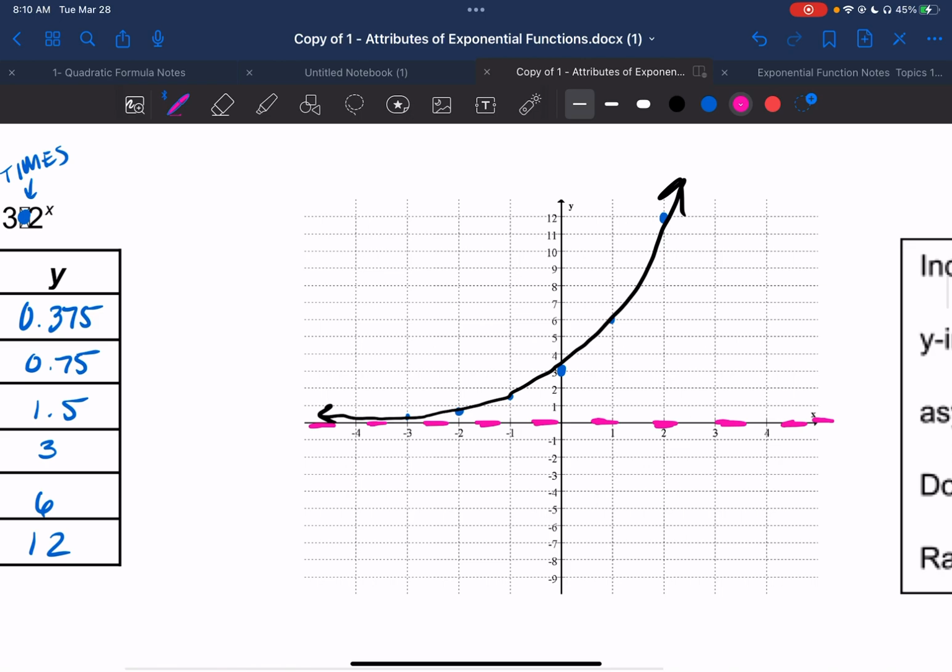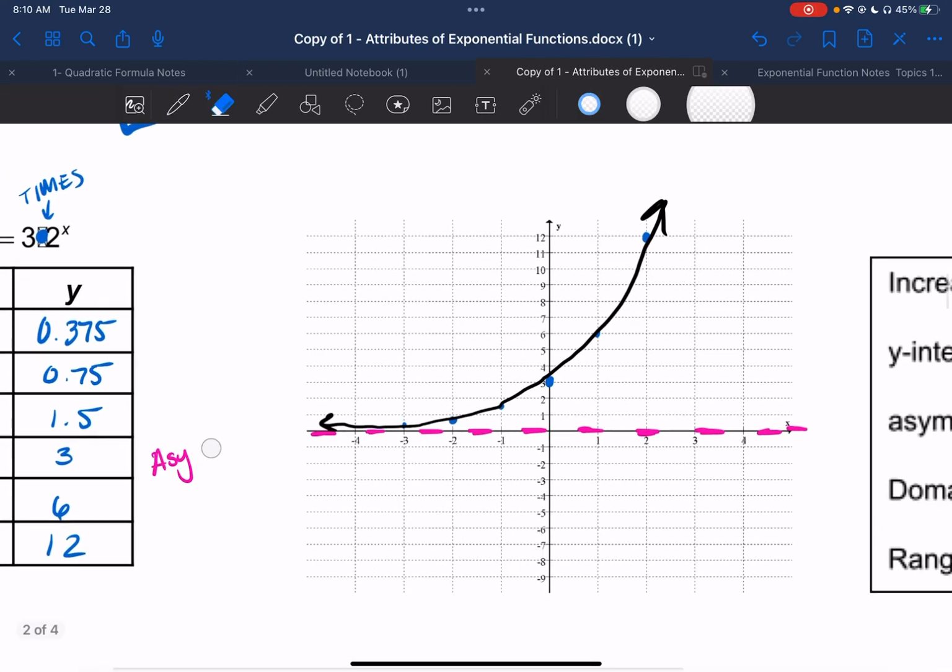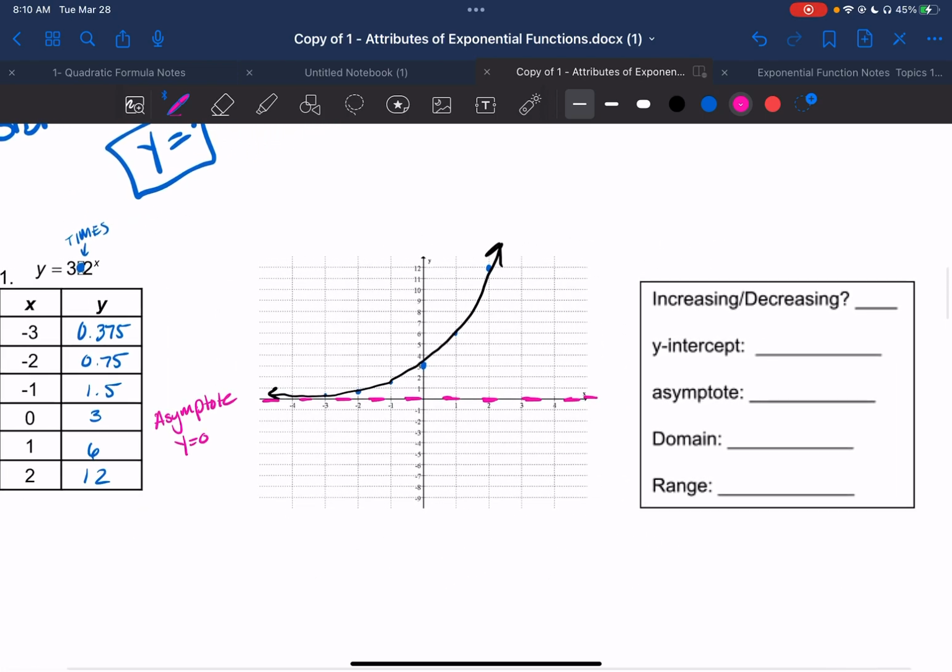Bam. All right, cool. And then this is called an asymptote, A-S-Y-M-P-T-O-T-E. Damn, I keep messing up. Asymptote, and it's y equals 0. All right, so here's your graph. Now let's fill it out real quick.